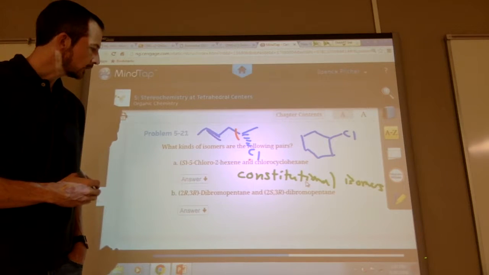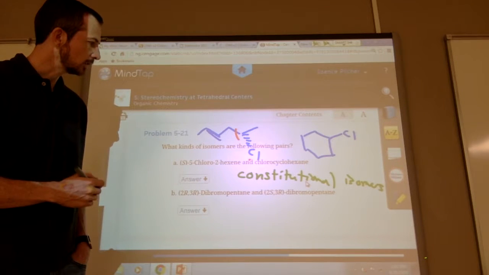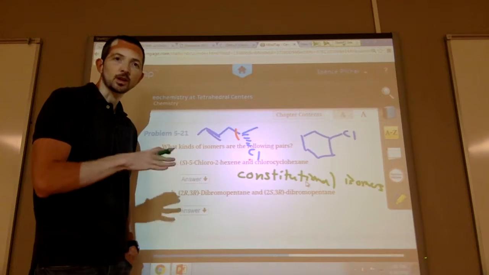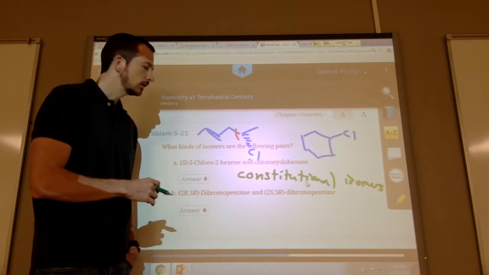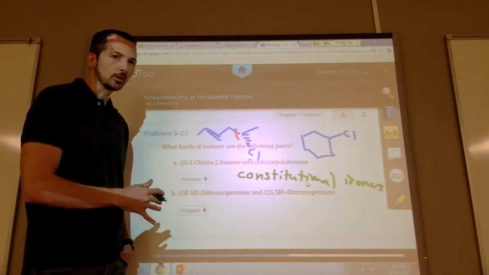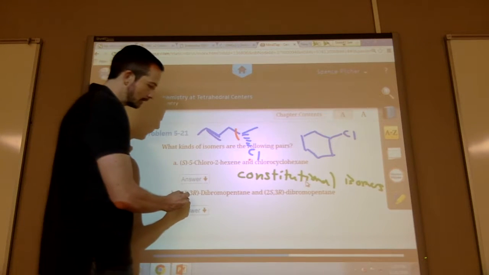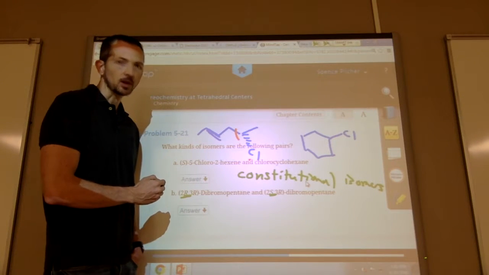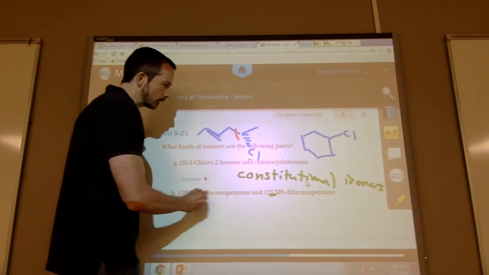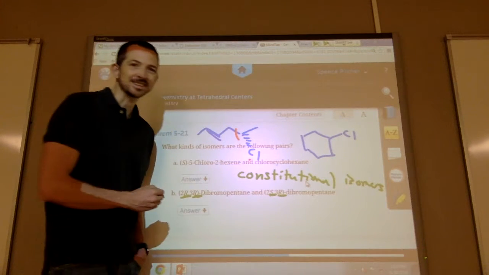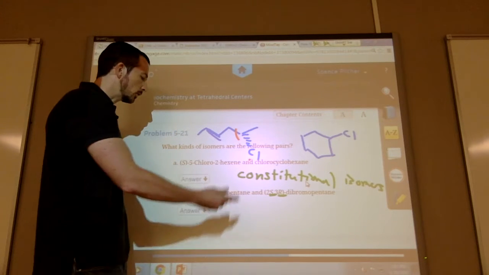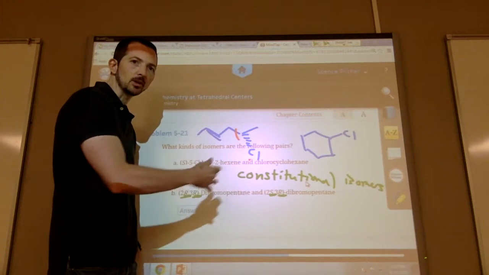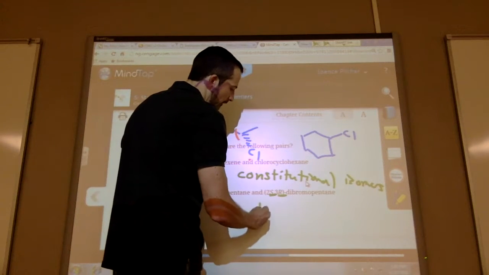Now the next one says 2R, 3R dibromopentane and 2S, 3R dibromopentane. So they're both dibromopentane, so they're connected in the exact same way. So they differ in the way they're arranged in space. So if I compare them, I've got 2R here, here I have 2S, so that's opposite configuration. Here I have 3R and 3R, so that's the same configuration. So when you have an opposite at one stereocenter and the same at another, that makes it a diastereomer.